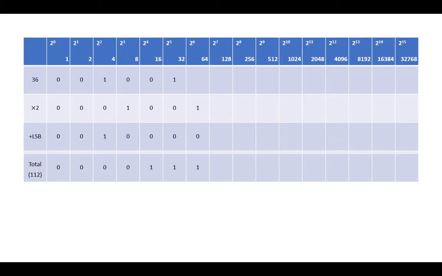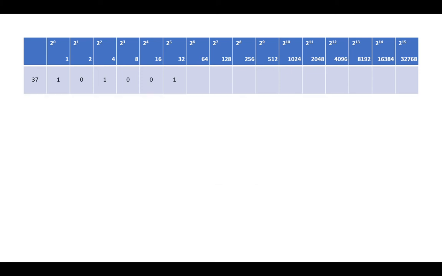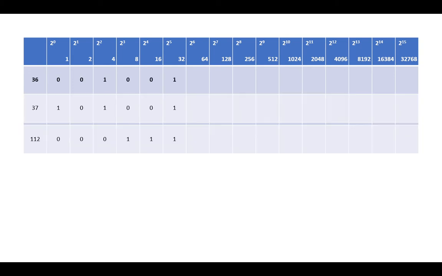3 times n plus the least significant bit is like taking n plus 2 times n plus the least significant bit. And we can do that in addition in binary like this. The value is 112, which is 2 to the power of 4, 5, and 6: 16, 32, and 64. We also reach 112 when we apply the transformation to 37, 2 to the 0th plus 2 to the 2nd plus 2 to the 5th, 1 plus 4 plus 32. Here's its representation. Let's put those two side by side. 3 times the original value plus the least significant bit equals 112.